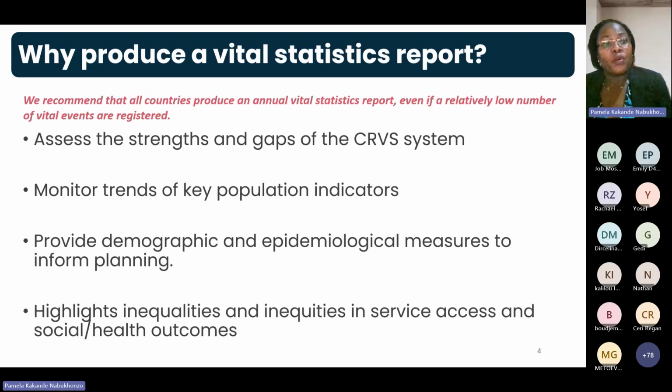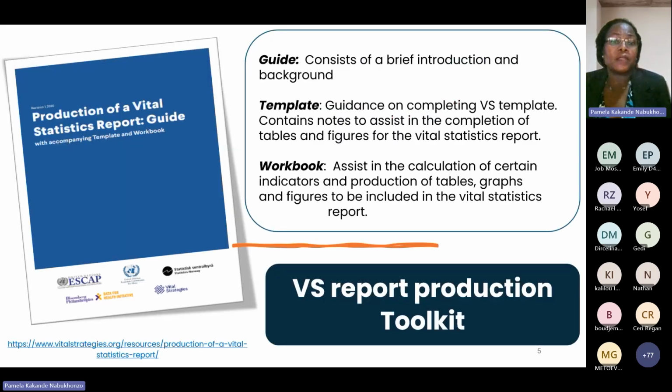At least countries should endeavor to produce an annual vital statistics report. This report, of course, helps the country to assess the gaps and strength of the civil registration system, as well as monitor the trends of key population indicators, while providing demographic and epidemiological measures to inform planning. And definitely this information highlights inequalities and inequities in service delivery across the social and health outcomes.